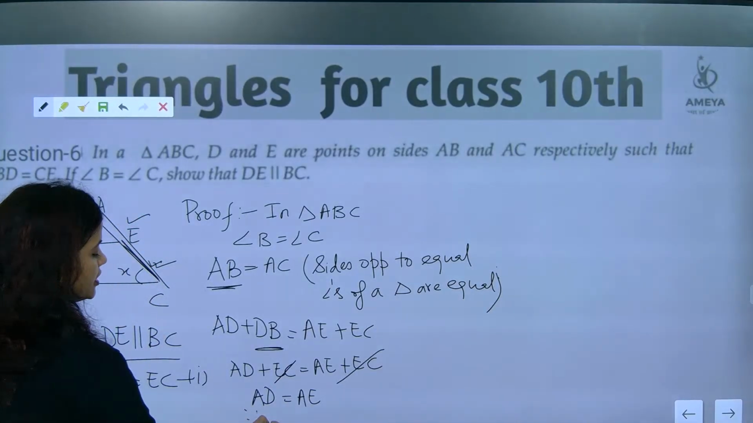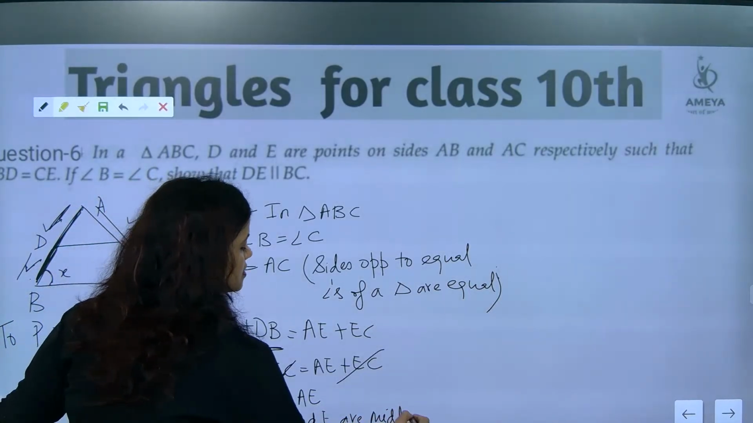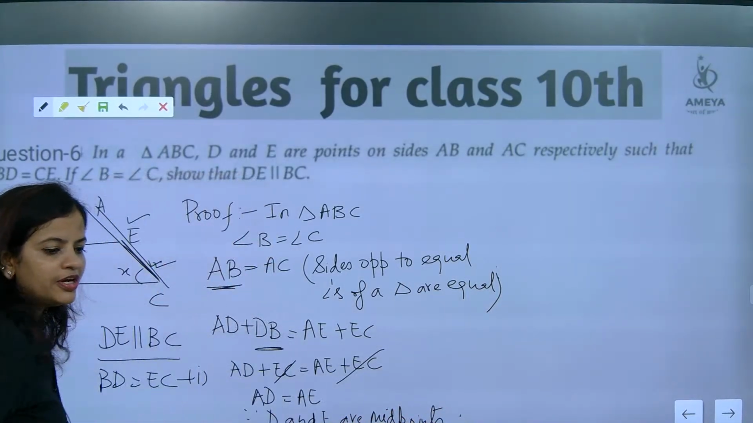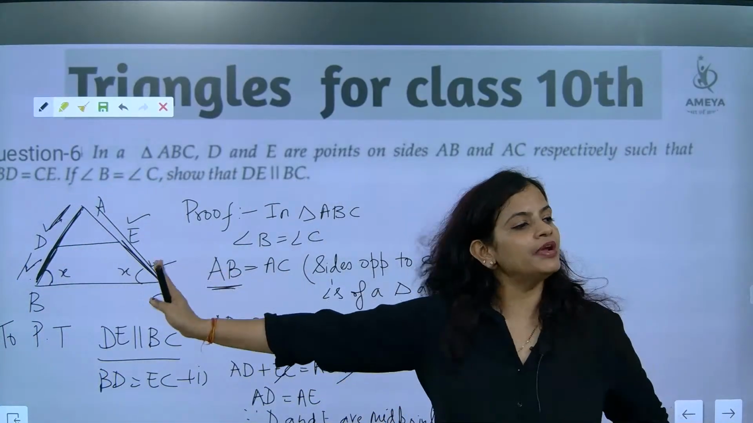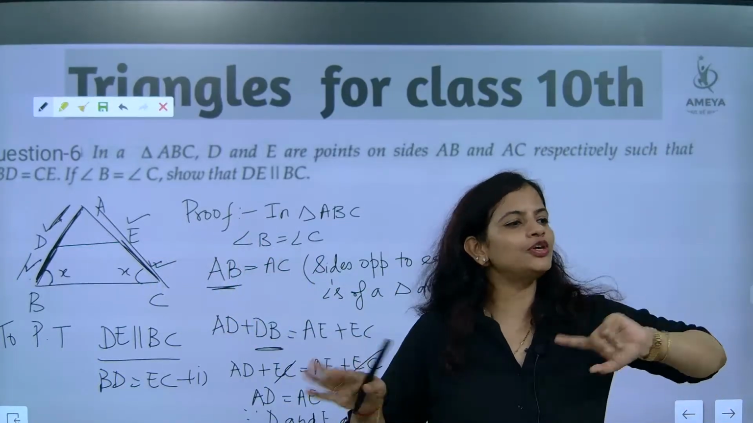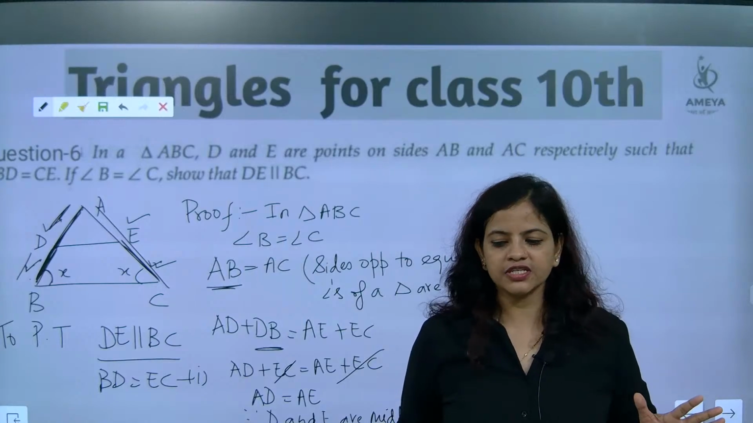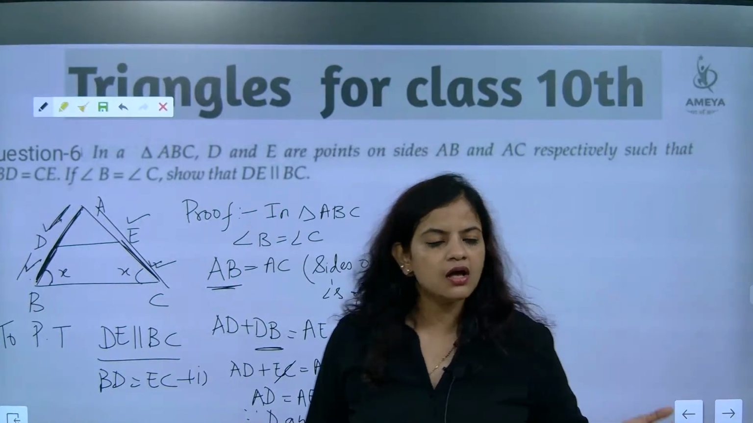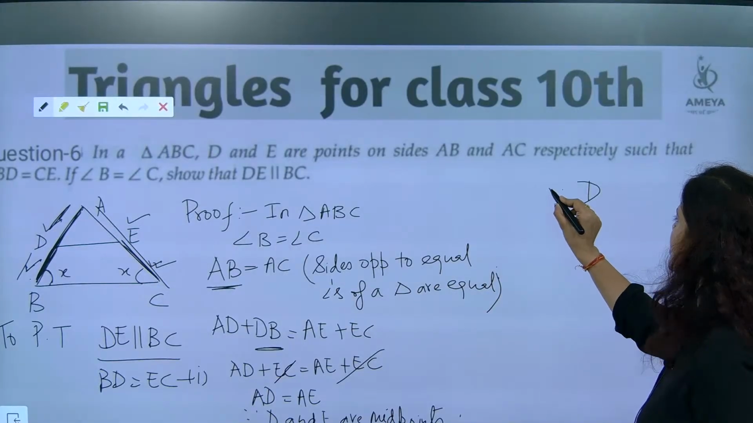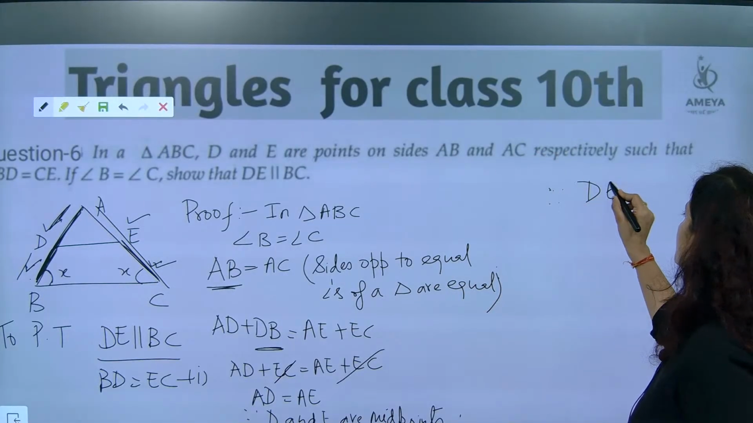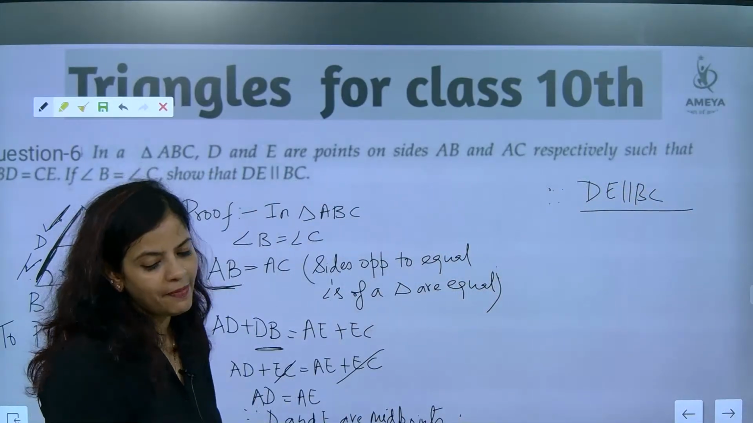So that means D and E are midpoints. So when you join two midpoints of two sides of a triangle, they will always be parallel to the third side. Are you understanding? That's what the logic is. So therefore, DE is parallel to BC. DE will be parallel to BC.